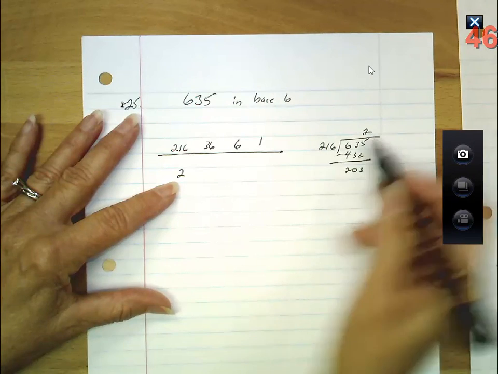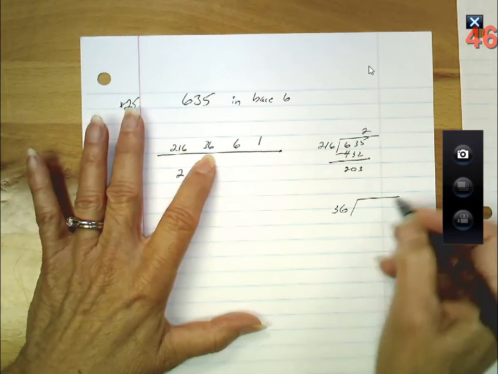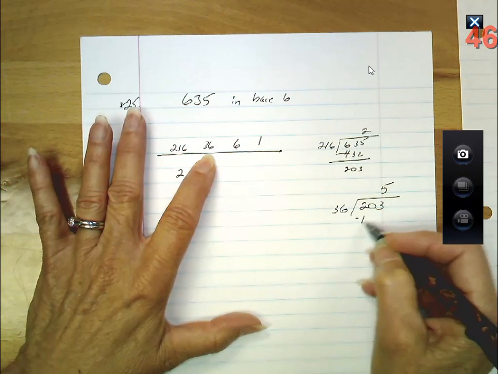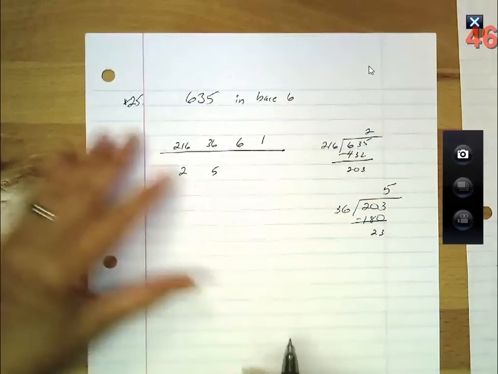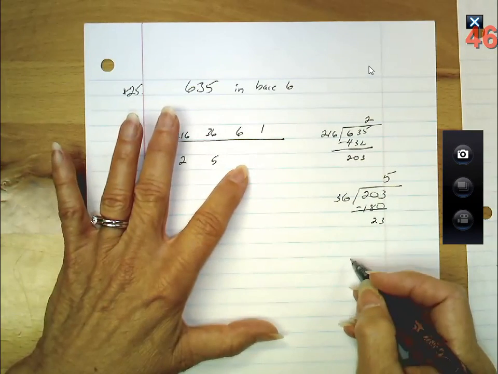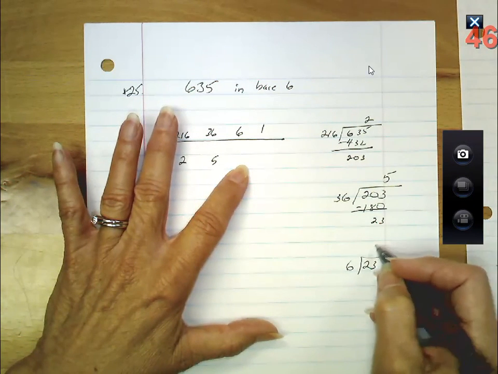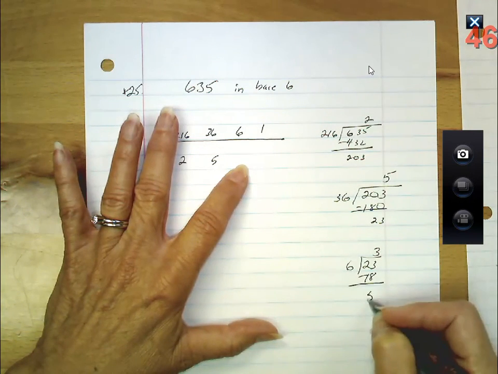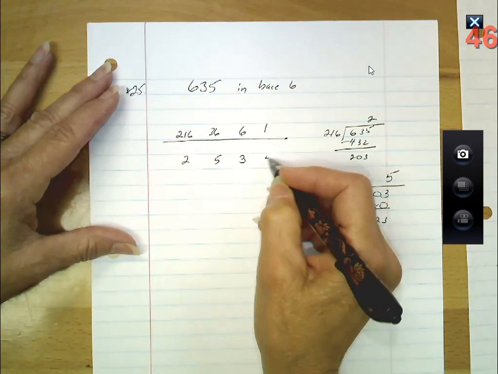So, divided that, it went 2 times, you had 203 left over. Then you take 36 into 203, it goes 5 times, and you have a 5 there. And then you say how many times 6 will go into your remainder. Okay, 3, and you have 5 left over. So this is 3 and this is a 5.